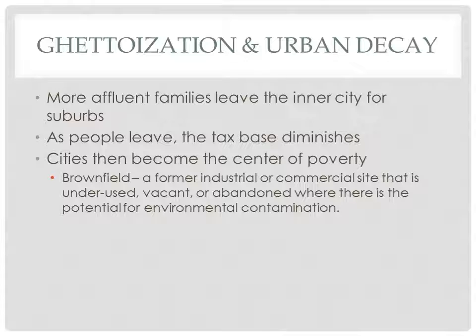And typically, one example that we could look at are brownfields. And especially in the Rust Belt, this is going to be more characteristic. A brownfield is a former industrial or commercial site that is underused, vacant, or abandoned, where there is the potential for environmental contamination. Now, these are areas that, as people have left to the suburbs, have been vacated, have been left alone. And those jobs have followed people out to the suburbs, and so these areas remain vacant or underused at the very least.